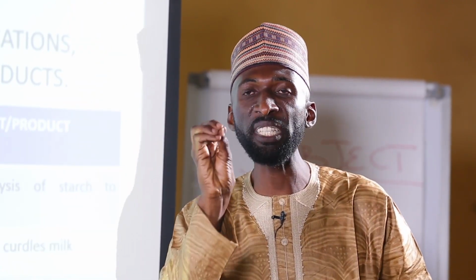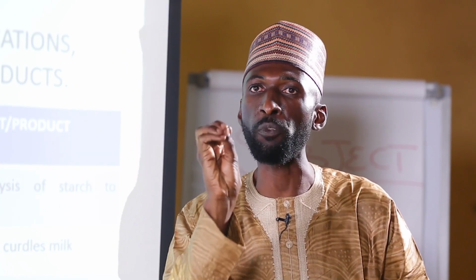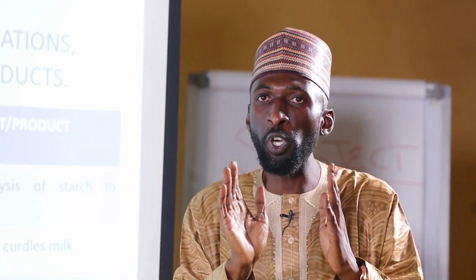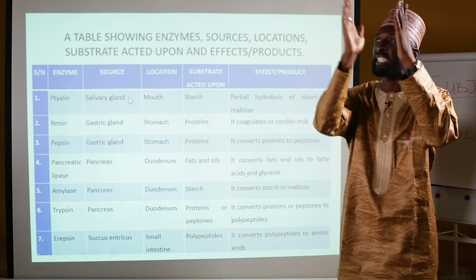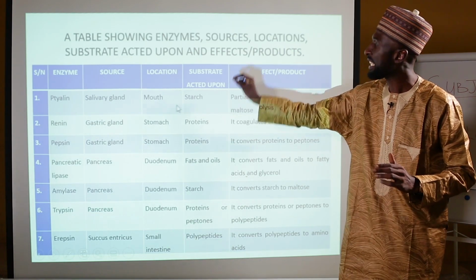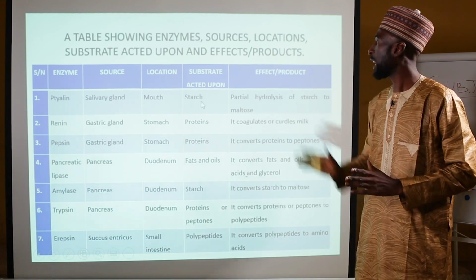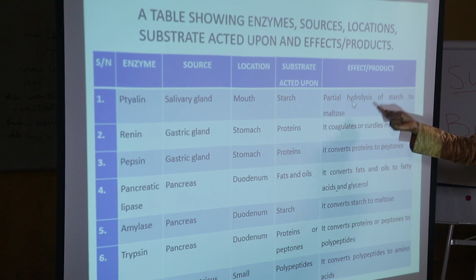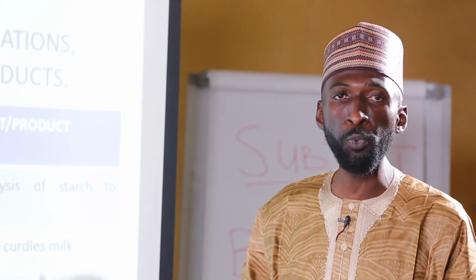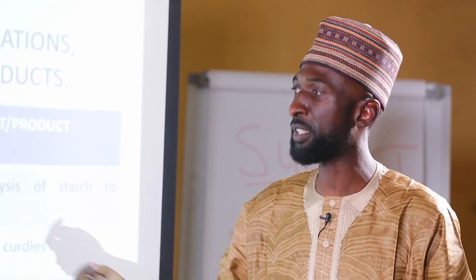Now, the enzymes that are responsible for digestion of starch will always be concerned about those food substances that contain starch. So these enzymes act on starch. And what is the product? When they act on starch, what happens? It results in partial hydrolysis of starch to maltose. It means that they convert starch to a simple sugar known as maltose.